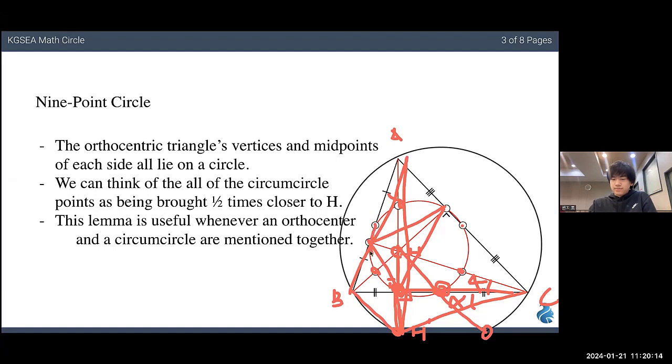And now we see that this circle is like a homothety from the circumcircle of ABC. And because the center of the circumcircle, here we have O, was also brought 1/2 times closer to H, the center of this circle is going to be the midpoint between O and H. And here we have the 9-point circle.